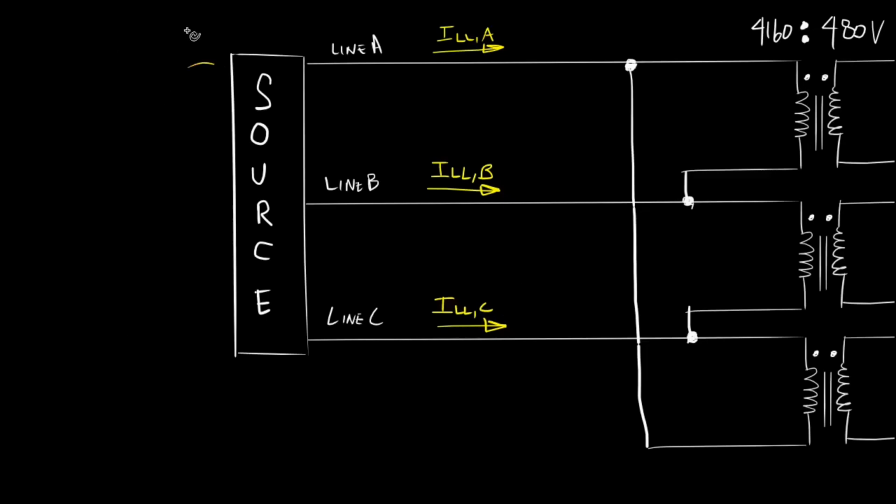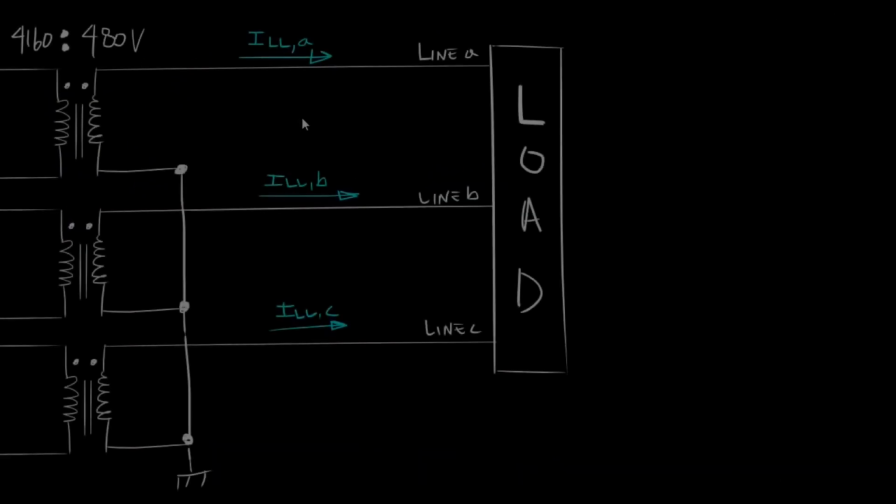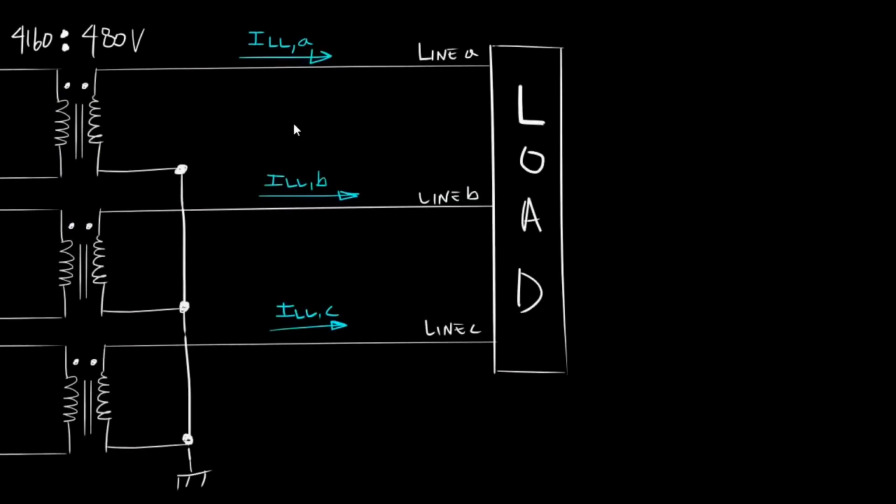Remember, this line-to-line current comes from the source, like a generator, a utility, or the grid. Let's now talk about phase currents. We understand that phase currents flow through transformer windings. Let's start on the secondary side where our transformer is connected in Y.